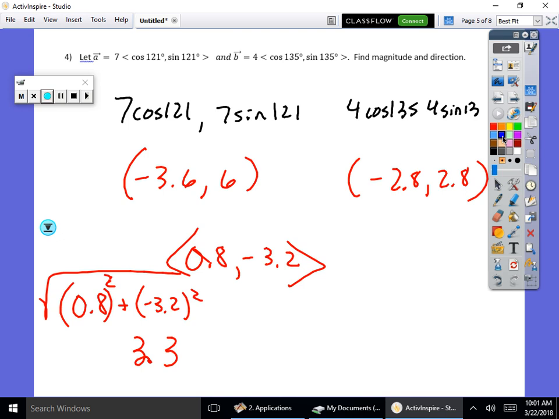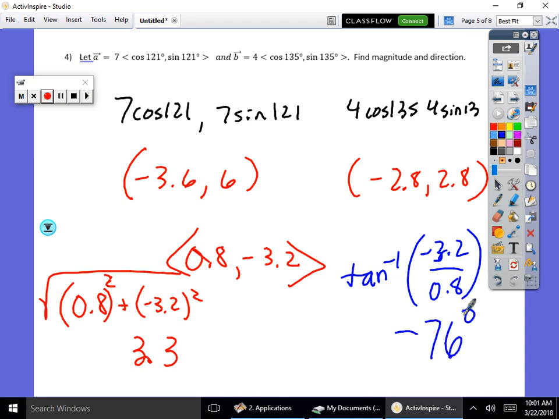It's like slope. What trig word goes with slope? Tan. So inverse tan of negative 3.2 over 0.8 gives me how many degrees? Negative 76 degrees, and you can leave it as a negative angle. It's fine. Cool? This should be one of the easiest problems you have to do.